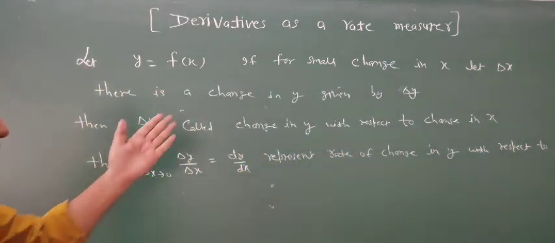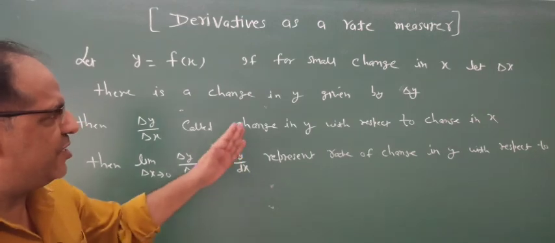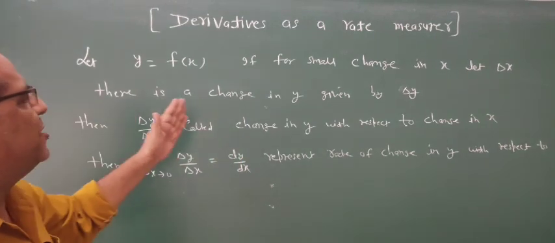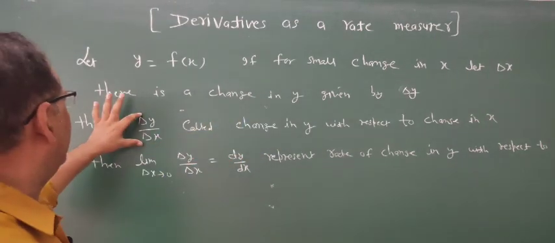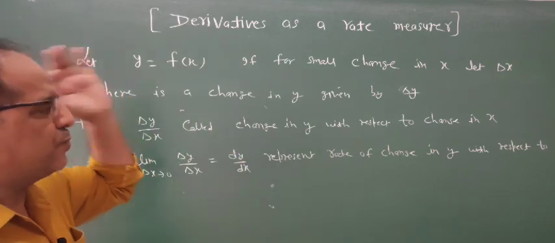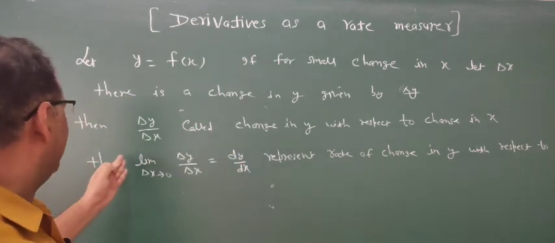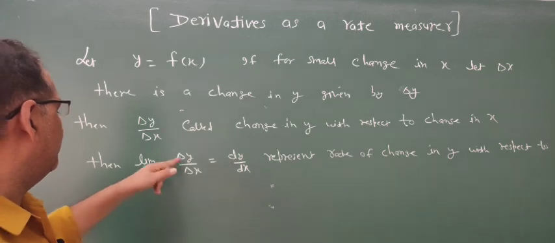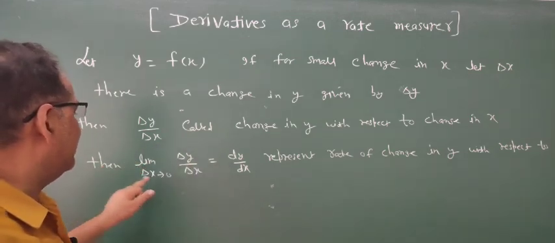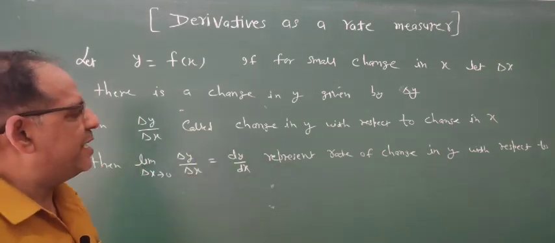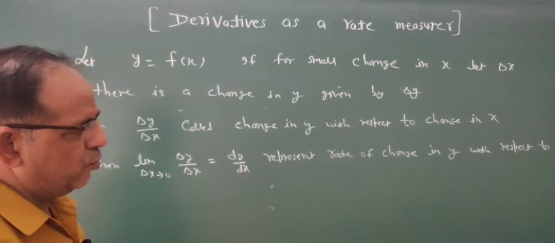Okay, y is a function of x. If for a small change in x, let del x, there is a change in y given by del y, then del y upon del x is called the change in y with respect to change in x. Then limit del x tends to 0. This is the condition. dy over dx represents the rate of change in y with respect to x.